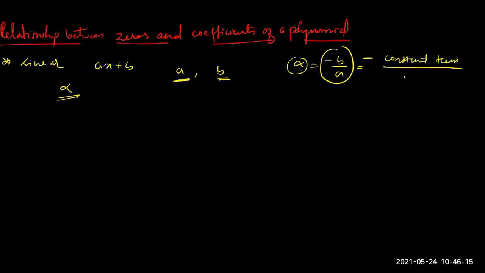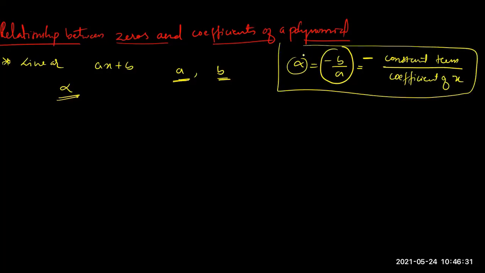B is the constant term, and A is the coefficient of x. So this thing you need to remember: alpha is equal to minus b by a, which is equal to minus constant term divided by coefficient of x. So this is the relation between zeros and coefficient of a linear polynomial.